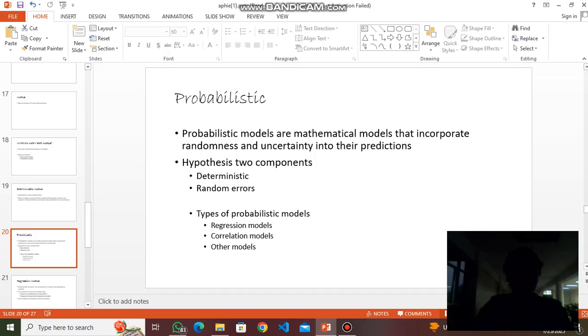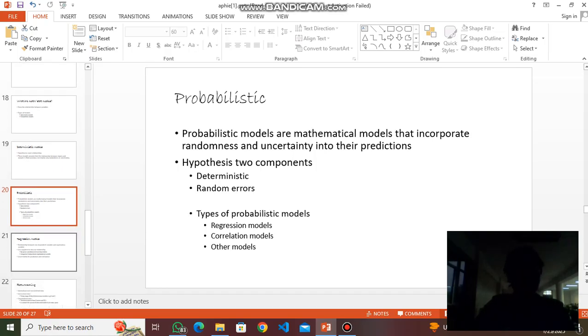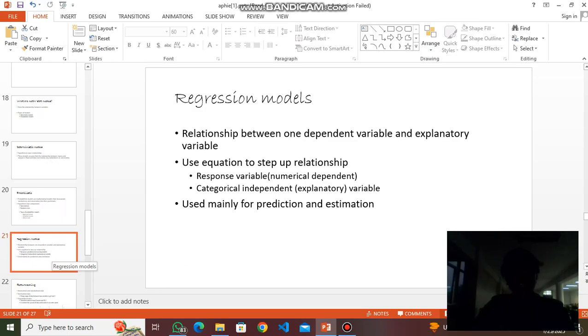For the types of probabilistic models, we have regression models and correlation models, and I'll say something on regression models. A regression model is simply about the relationship between one dependent variable and an explanatory variable. We use the equation to set up the relationship. So we have what you call the response variable, which is numerical in nature, and the explanatory variable, which is categorical in nature. Regression models are used mainly for prediction and estimation.